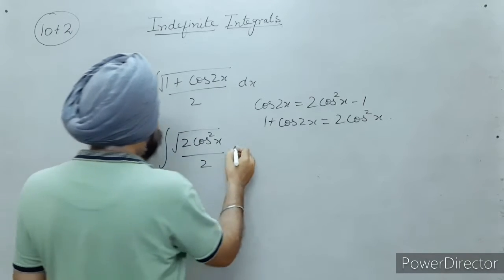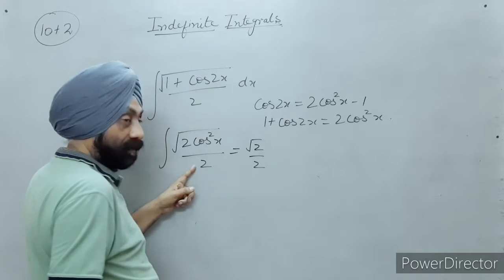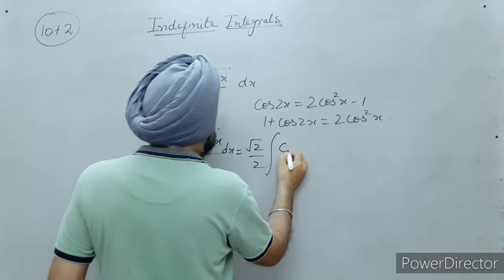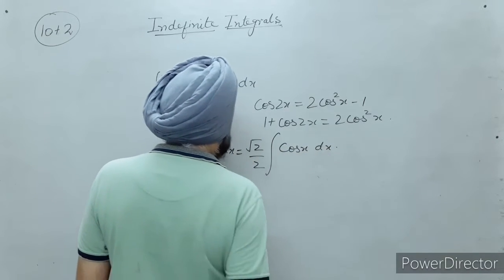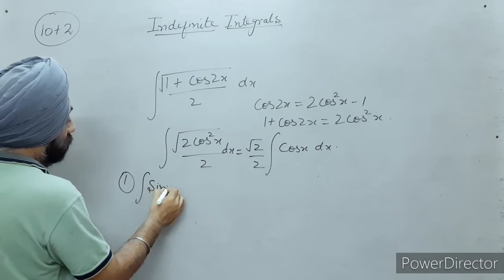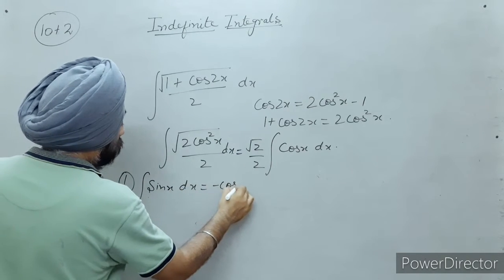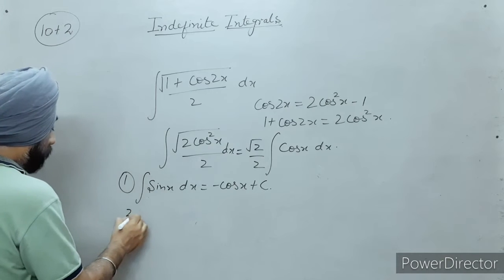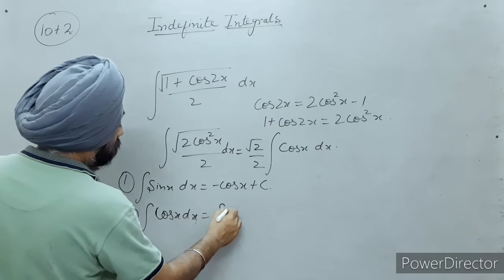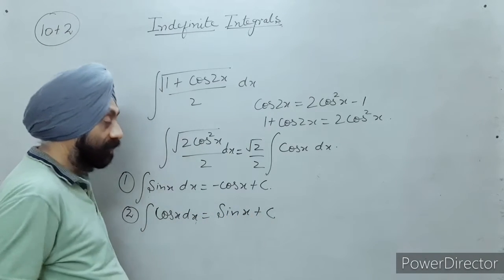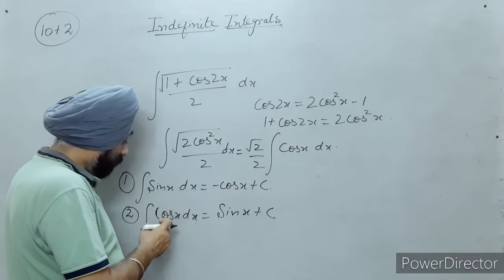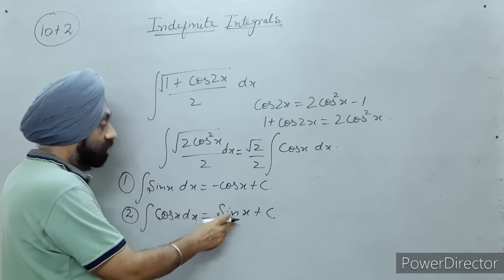So what happens? Root 2 upon 2, the constant, comes outside. Let me write dx over here. It is the integral of cos x dx. Now another formula comes up. Number 1 formula: the integral of sin x dx is minus cos x plus c. Second: the integral of cos x dx is sin x plus c. It's again an antiderivative. The derivative of sin x is cos x. The derivative of cos x is minus sin x. So that's why the integral of cos x is sin x plus c.